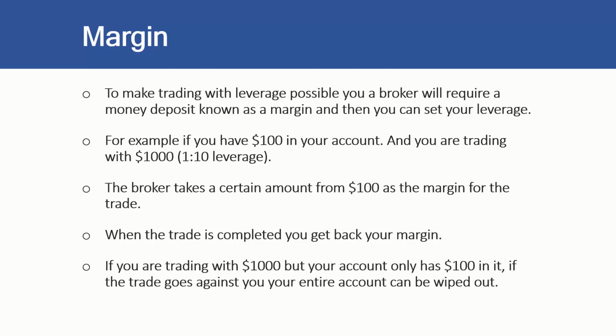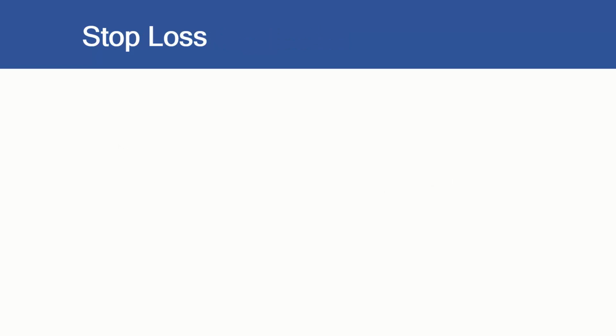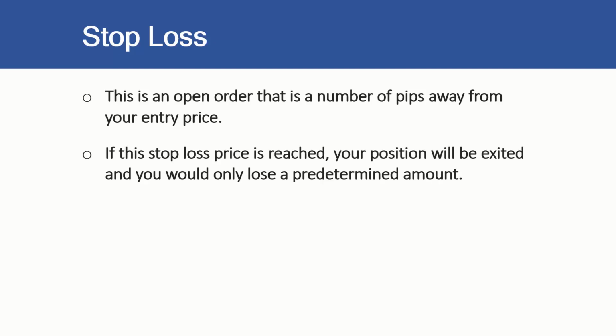If you are trading with $1,000 but your account only has $100 in it, if the trade goes against you, your entire account can be wiped out. So how do you safeguard yourself from having your account liquidated if your trade goes bad? The answer is by using a stop loss order. This is an open order that is a number of pips away from your entry price. If this stop loss is reached, your position will be exited and you will only lose a predetermined amount.